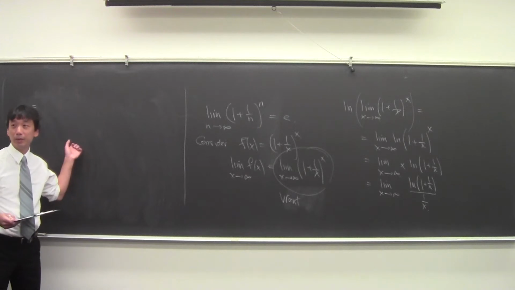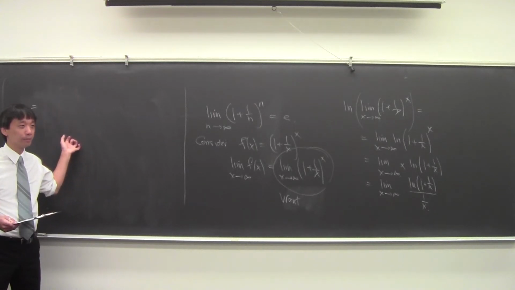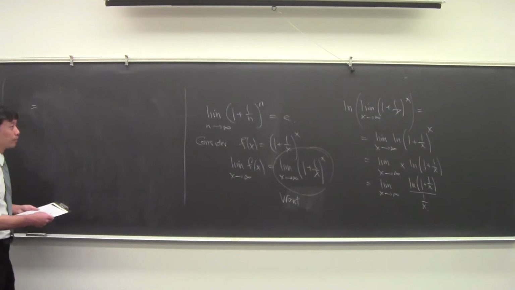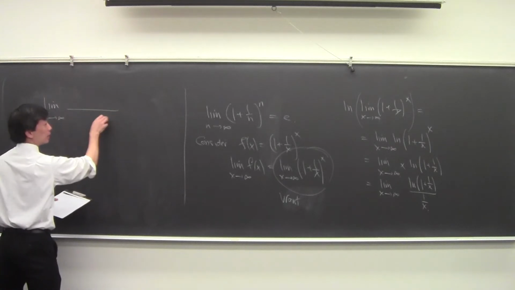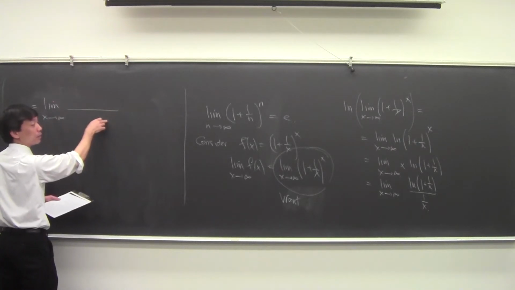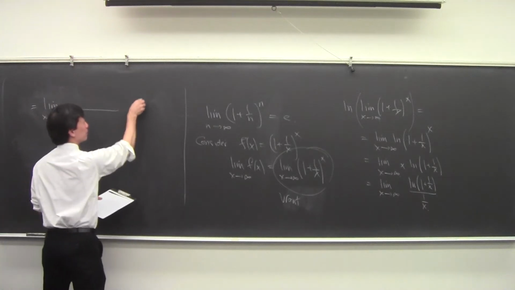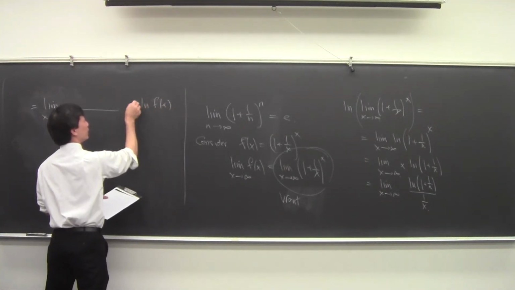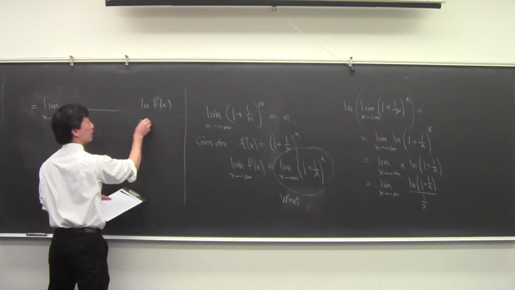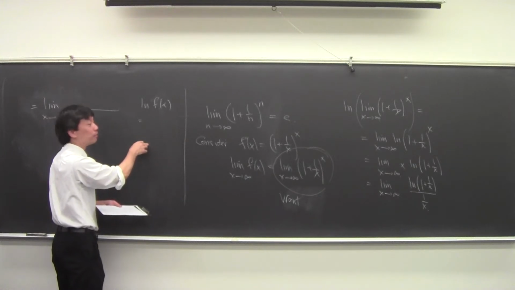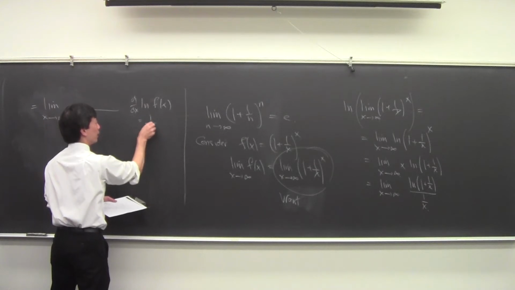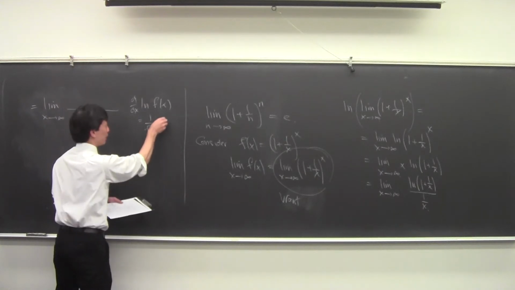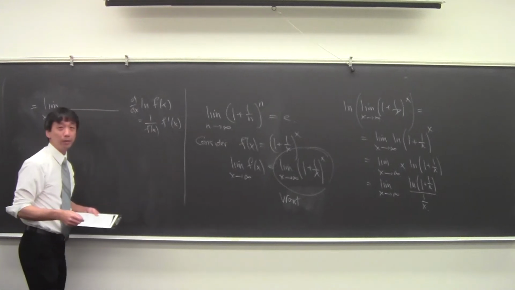Okay, somebody want to tell me what you get? You differentiate the top and the bottom. What happens when you differentiate the top? Natural log of something. Natural log of a function. When you differentiate it, what do you get? You get 1 over f prime x, right? By the chain rule, right?